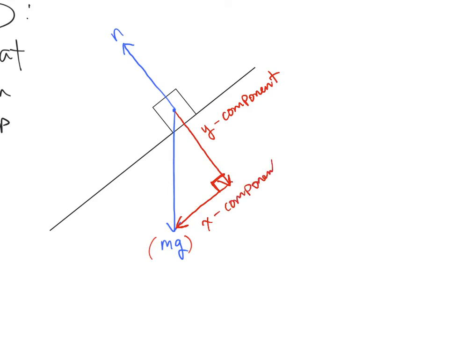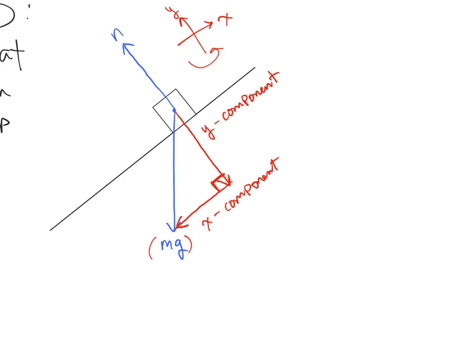So essentially what I'm imagining is like a new xy axis where x is this way and y is this way. I've just sort of rotated the coordinate axes like this. And so now you can see that mg, the weight, the force of gravity, is the hypotenuse of this triangle. So now I've got these components.